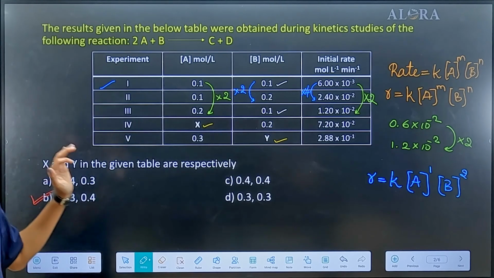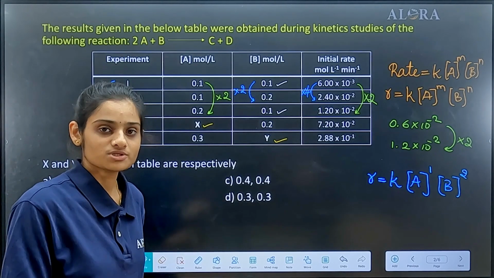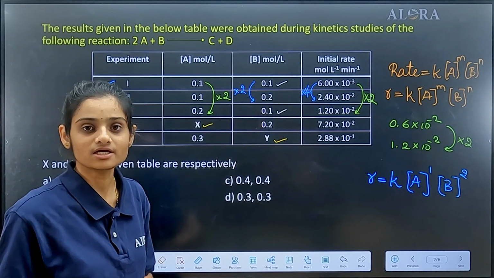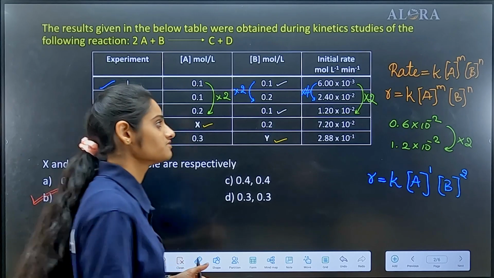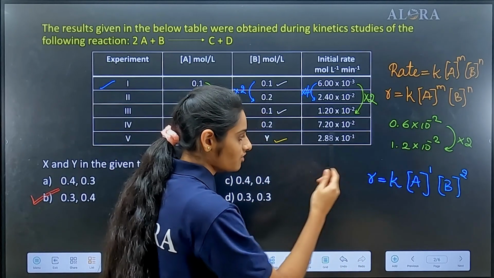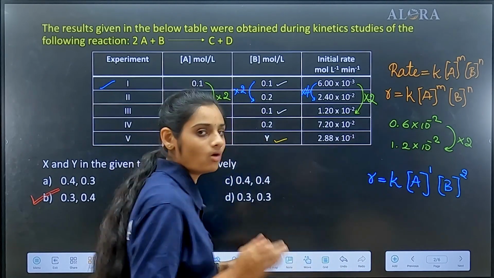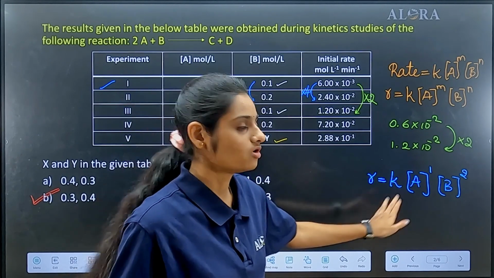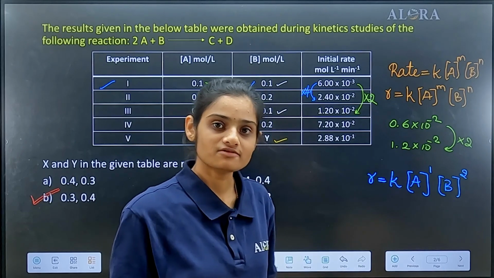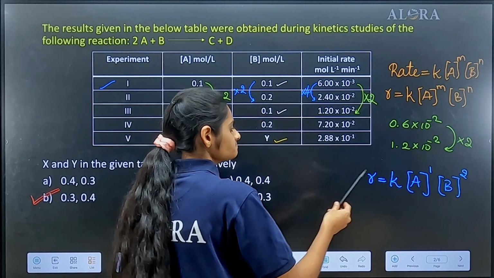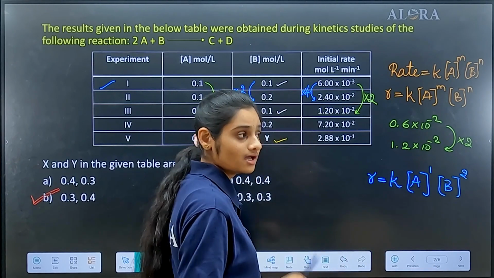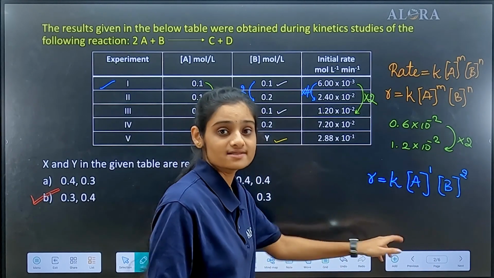So this is how you solve when kinetics is given for whichever question related to the concentration and initial rate. How do we solve them? First, we will write the rate equation. After that, we will find out what will be the order of the reaction in case order is not mentioned in the question. After that, we will write the rate equation again. After that, we will find the rate constant, that is K.